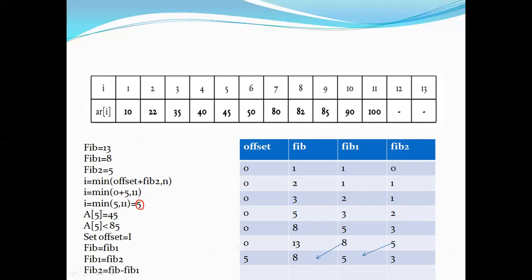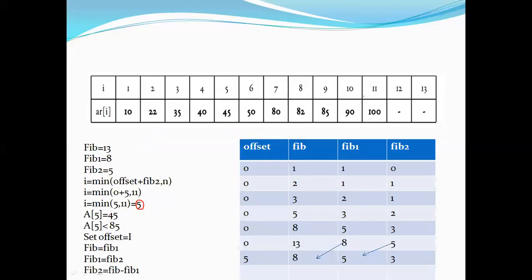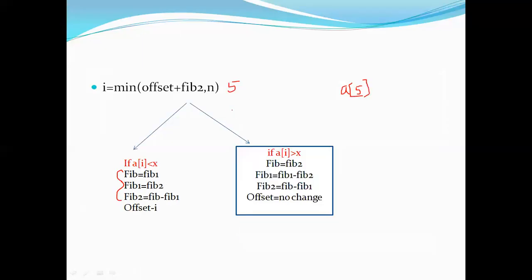So now we will see. I value is equal to 5, we got it. Understood? I value is 5. So here what we need to do, A of 5 we need to calculate, whether A of 5 is equal to X of 85 or not. We want to search the 85. So let me check A of 5. What is the A of 5 value? That is equal to 45. So A of 5 is equal to 45.